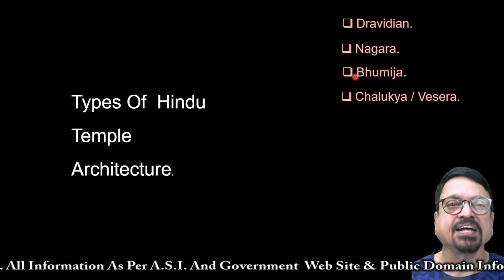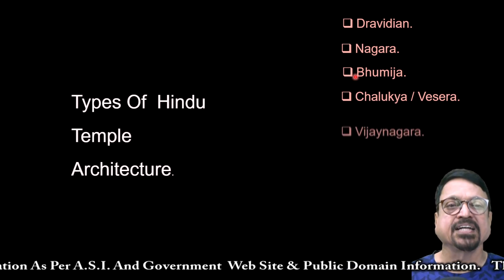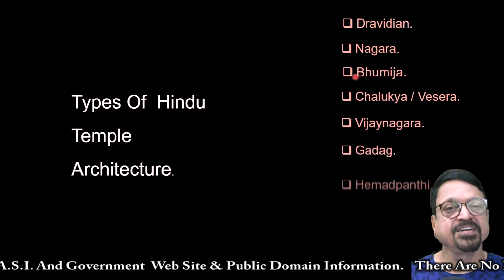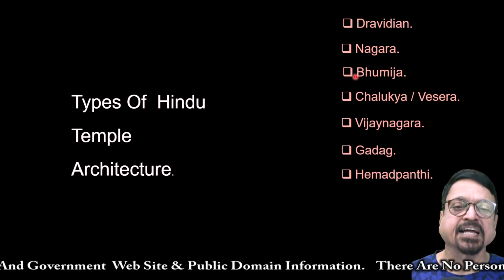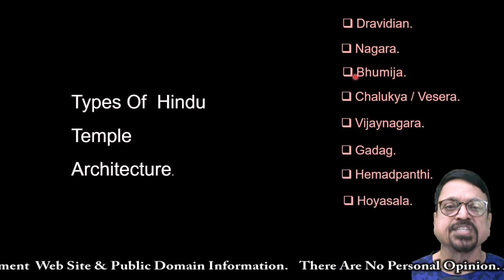Then is the Vesara, a combination of Dravidian and Nagara made by the Chalukyas. Then Vijayanagara. Then Gadag. Hemadpanthi started from the Deccan region like Maharashtra and then spread over. That we are going to see.